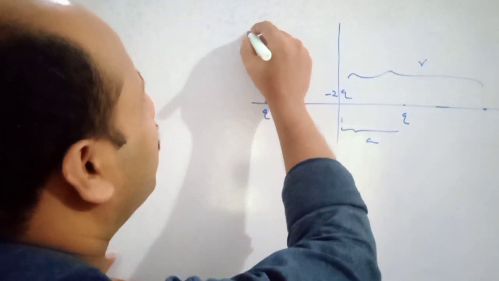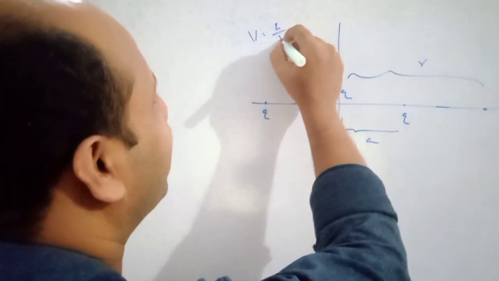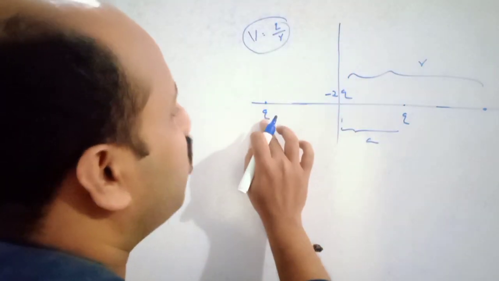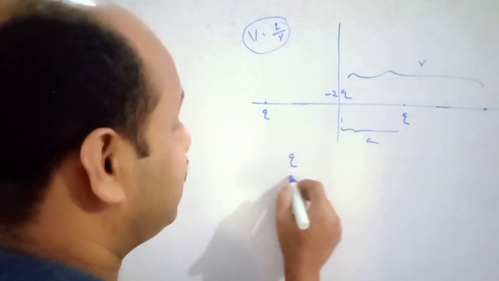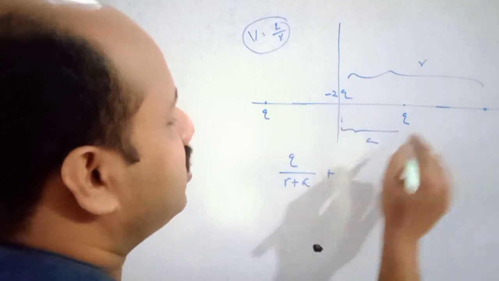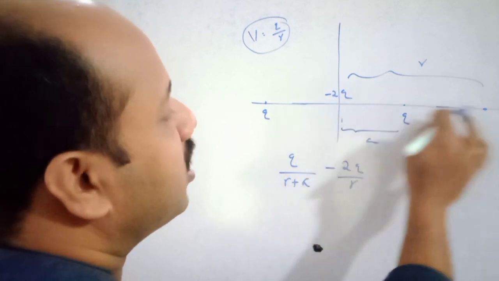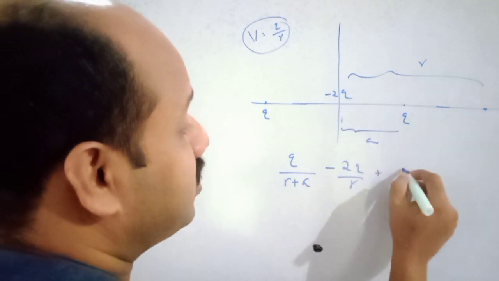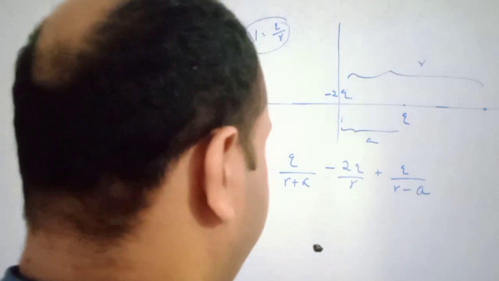Potential due to each charge: I'm taking K, in CGS system K is equal to 1 by 4 pi epsilon 0, as 1. Potential due to this charge is Q by this distance, R plus A, right? Plus potential due to this charge, that is minus 2Q by R. Potential due to this charge is plus Q divided by R minus A.